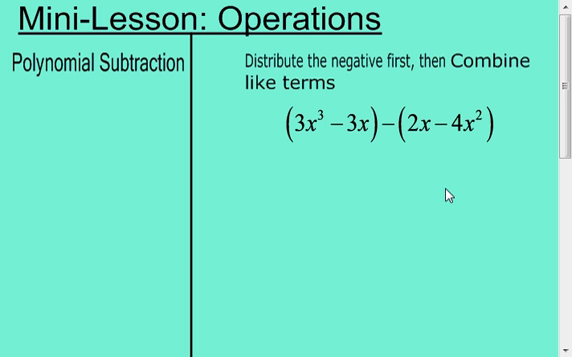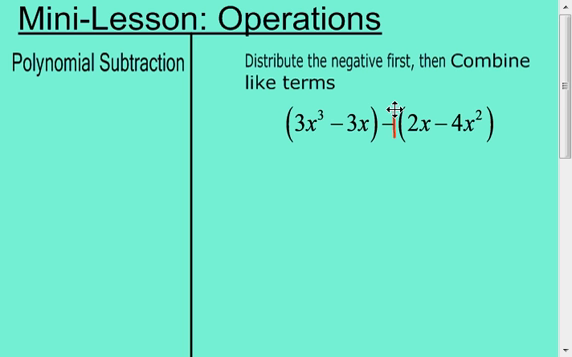Subtracting polynomials is very similar to adding them. The only difference is that there is now going to be a subtraction sign between our two polynomials. And that subtraction really means that there is a distribution of an invisible -1.